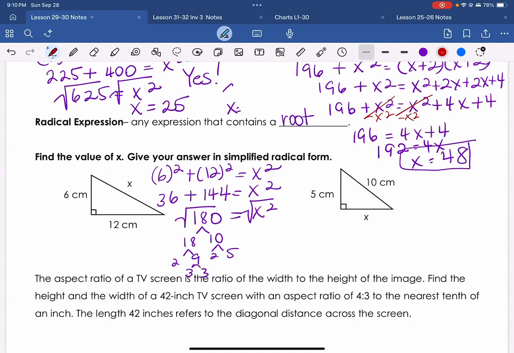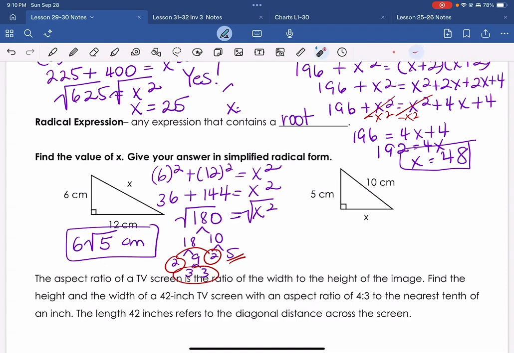So you'll notice that a 3 can come out, a 2 can come out, and a 5 has to stay in. So if I take a 3 and I take a 2, that ends up being 6 on the outside, because 3 times 2 is 6. And then the 5 stays in. We add our units, which is centimeters. And that is our simplified radical form.